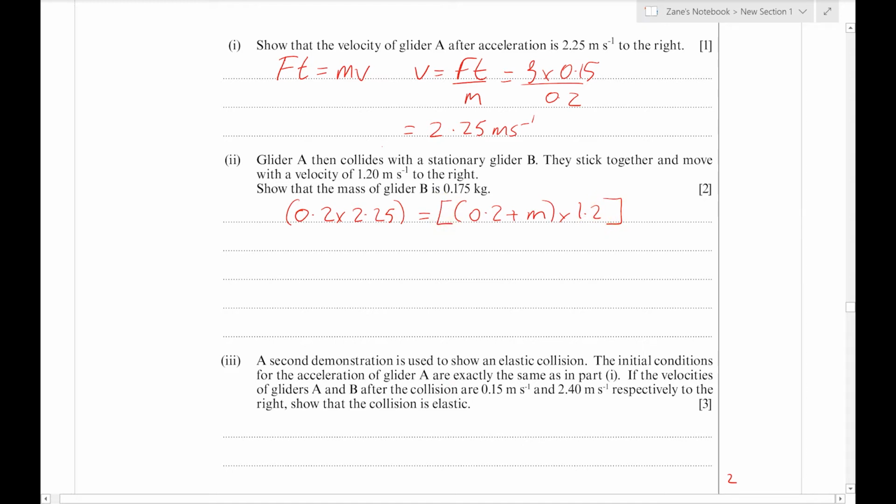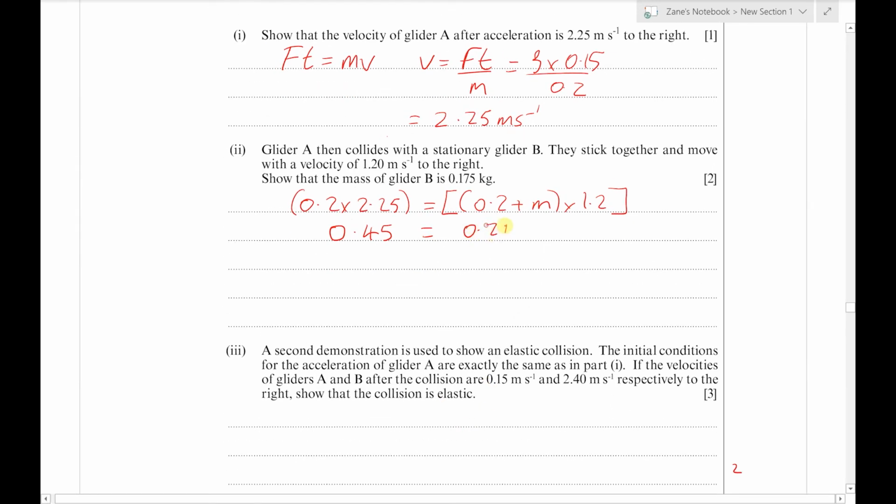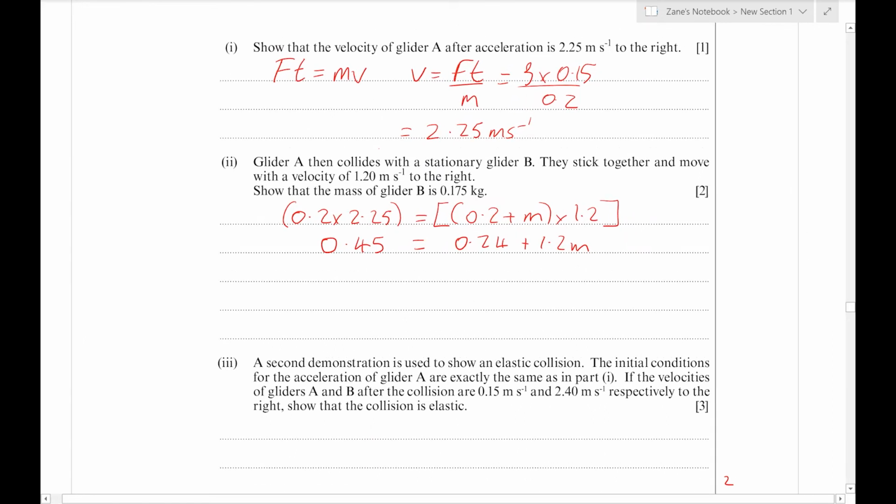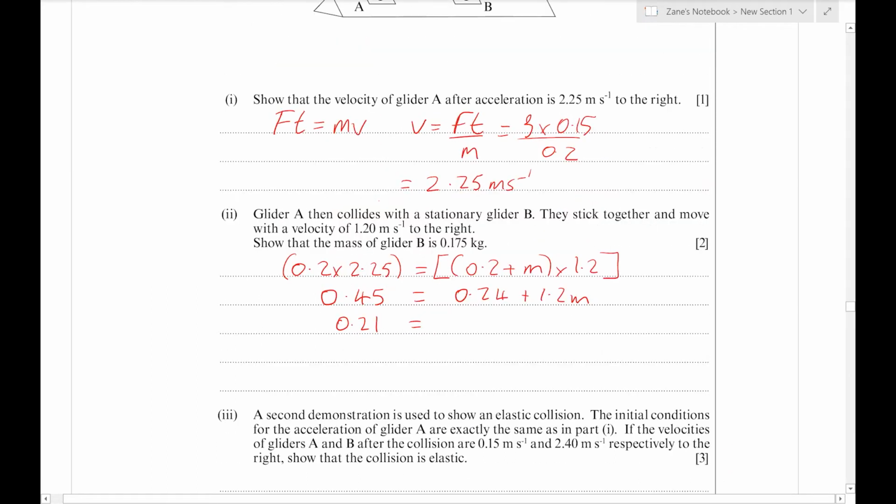We can work this out bit by bit. The left hand side will simplify to 0.45. If we expand the brackets on the right hand side, 0.2 times 1.2 will be 0.24, and we'll also have the 1.2m. If we bring everything that's not an m to the left hand side, we'll get 0.45 take away 0.24, which is 0.21, and that will be equal to 1.2m, and finally m will be 0.21 over 1.2, which will give you the 0.175 kilograms as required.